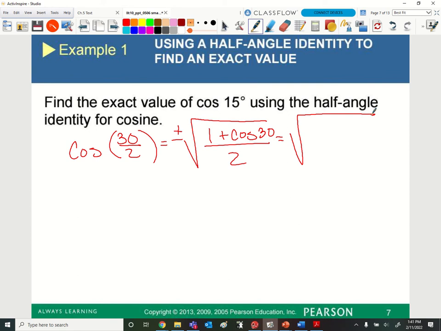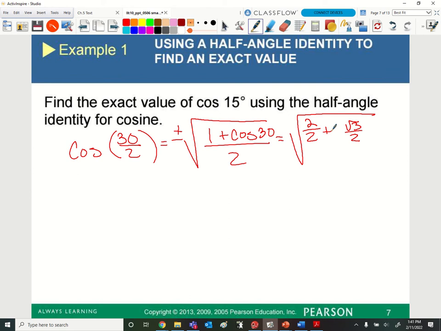Cosine of 30. Do I know what the cosine of 30 is? Rad 3 over 2. So now my unit circle comes into play. Cosine 30, that's the x value at 30. It's going to give me rad 3 over 2. But if you notice, I didn't deal with the 1 yet. Why did I not put down the 1? You wanted the 2. What am I going to do? 2 over 2. So it's going to be 2 over 2 plus my rad 3 over 2.